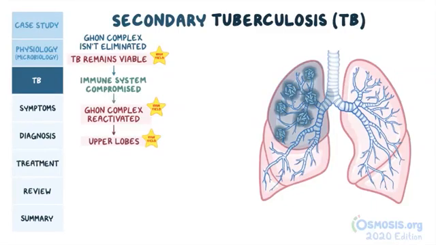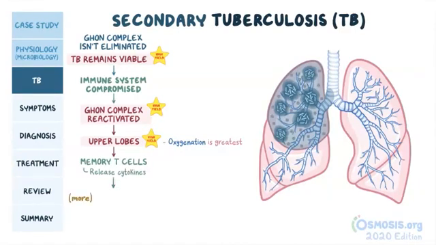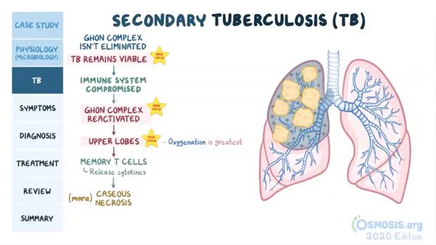Another high-yield fact is that the infection usually spreads to either one or both upper lobes of the lung, mostly because oxygenation is greatest in these areas, and TB being an aerobe prefers areas of greater oxygenation. Now, since individuals were previously exposed to the bacteria, the immune system's memory T cells quickly release cytokines to try and control the new outbreak, which forms more areas of caseous necrosis and more lung parenchyma is destroyed.